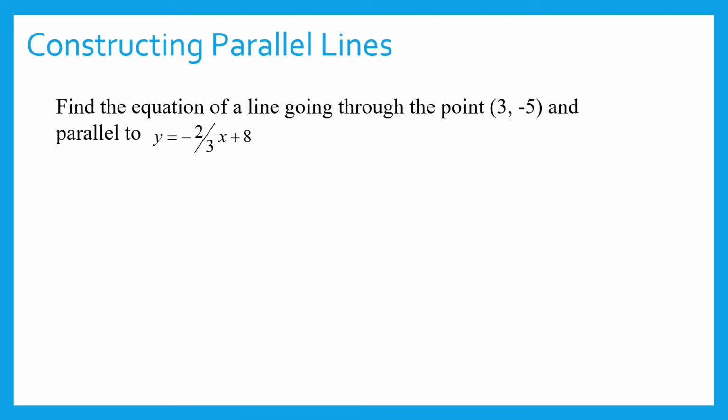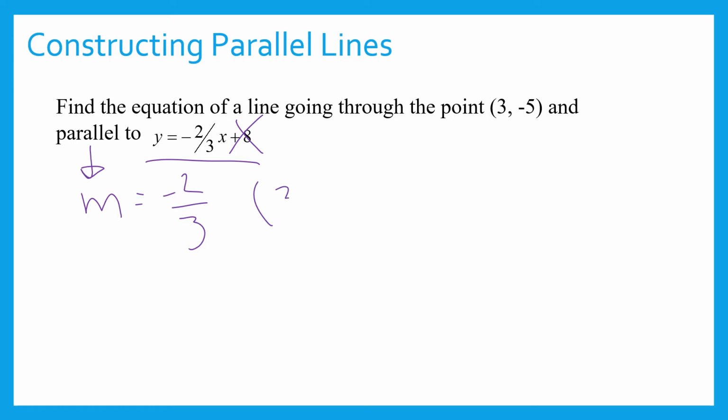Okay, so we're going to go ahead and find the equation of a line going through a point and parallel to a given equation. So I want to make a line that is parallel to y equals -2/3 x plus 8. Well, if I know it's parallel, I would know that they have the same slope. So the line parallel is going to have the slope of -2/3, just like this equation. However, it is not going to have that 8 as the y-intercept. They have to have different y-intercepts.